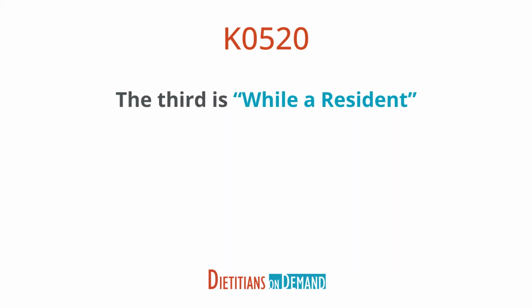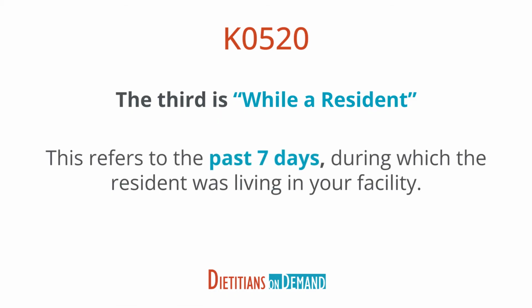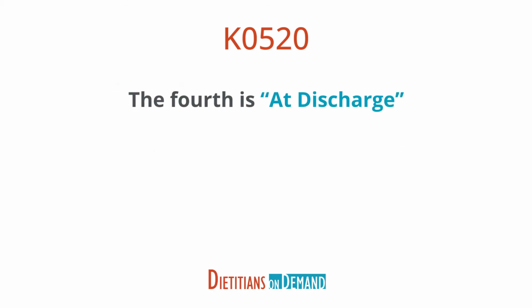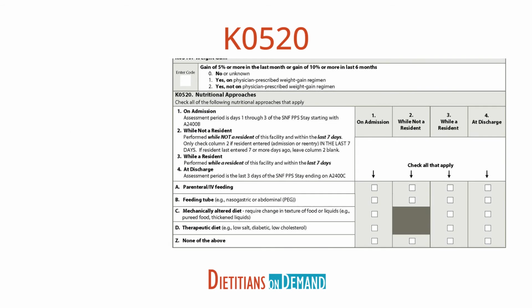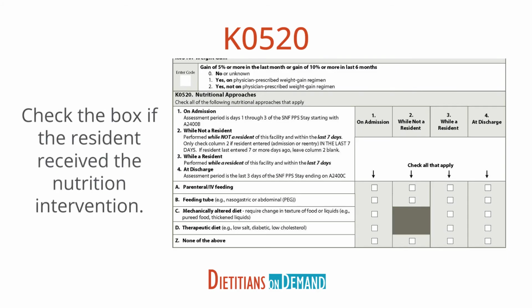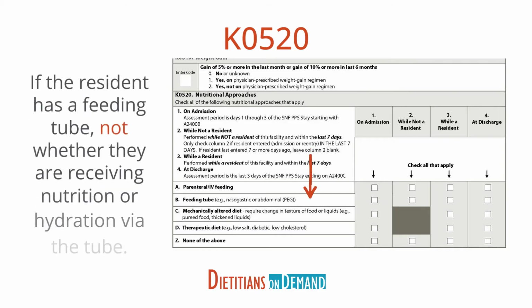The third column is while a resident. This refers to the past 7 days during which the resident was living in your facility. And finally, there is at discharge. This column asks you to reflect on the last 3 days of the resident's stay in your facility. Looking at the chart to the right, you simply check the box if the resident was receiving the nutritional intervention listed on the left. Note that letter B, feeding tube, simply asks if the resident has a feeding tube, not whether or not they are receiving nutrition or hydration via the tube.